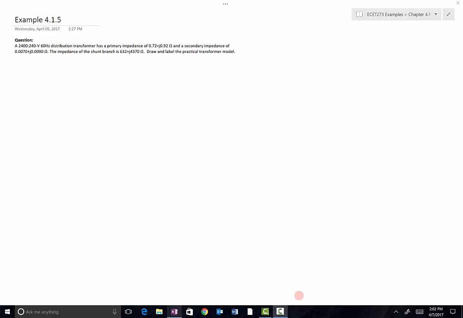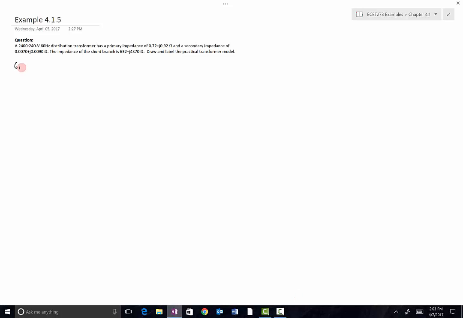Example 4.1.5: a 2400/240 volt, 60 Hz distribution transformer has a primary impedance of 0.72 + j0.92 ohms and a secondary impedance of 0.0070 + j0.0090 ohms. The impedance of the shunt branch is 632 + j4370 ohms. Draw and label the practical transformer model.